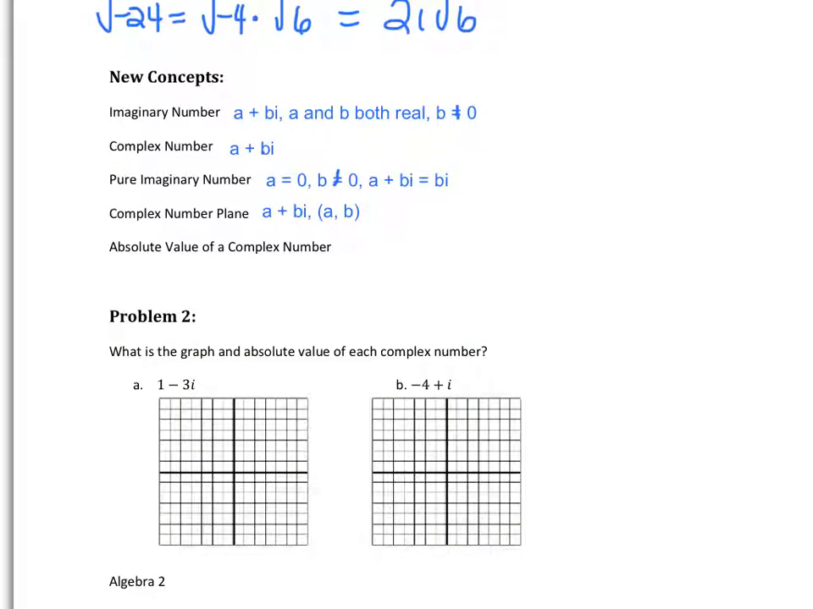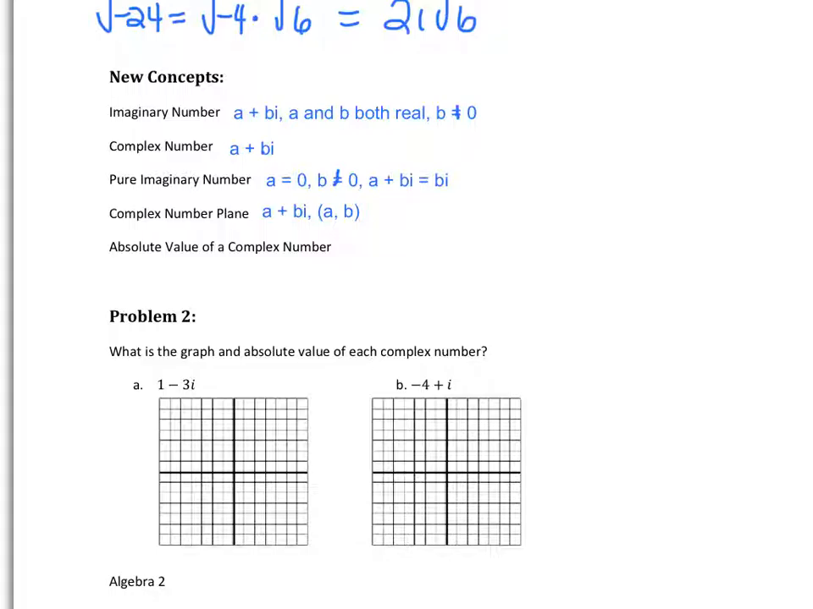All right, some new concepts here. An imaginary number is written as a plus bi, where a and b are real numbers and b cannot equal 0. A complex number is a plus bi. A pure imaginary number has a equals 0 and b does not equal 0, so a plus bi is equal to bi. Remember, a was equal to 0.